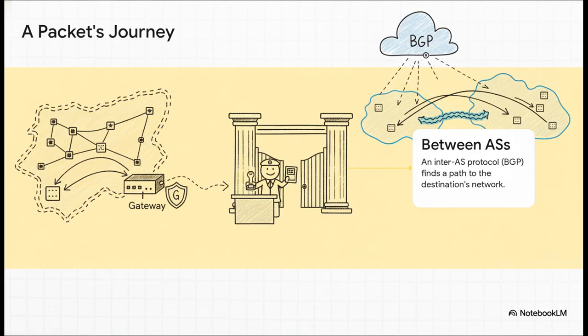Well, first, inside its home country, or AS, it uses an internal protocol, something like OSPF, to find the fastest way to a special gateway router. You can think of this like passport control. Then, to travel between these different countries, a whole different protocol is needed. This is where the Border Gateway Protocol, or BGP, comes in. BGP is basically the language these different networks use to tell each other which destinations they can reach. It's the protocol that truly glues the entire global internet together.